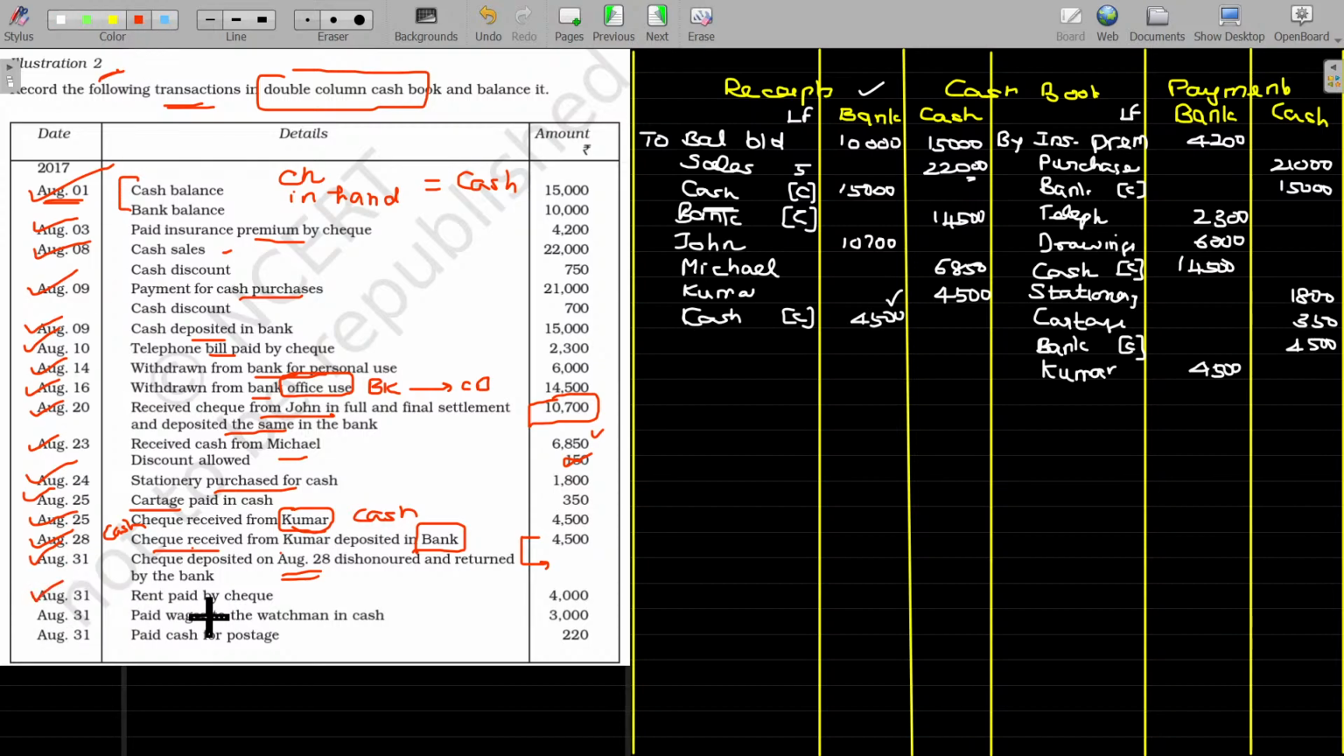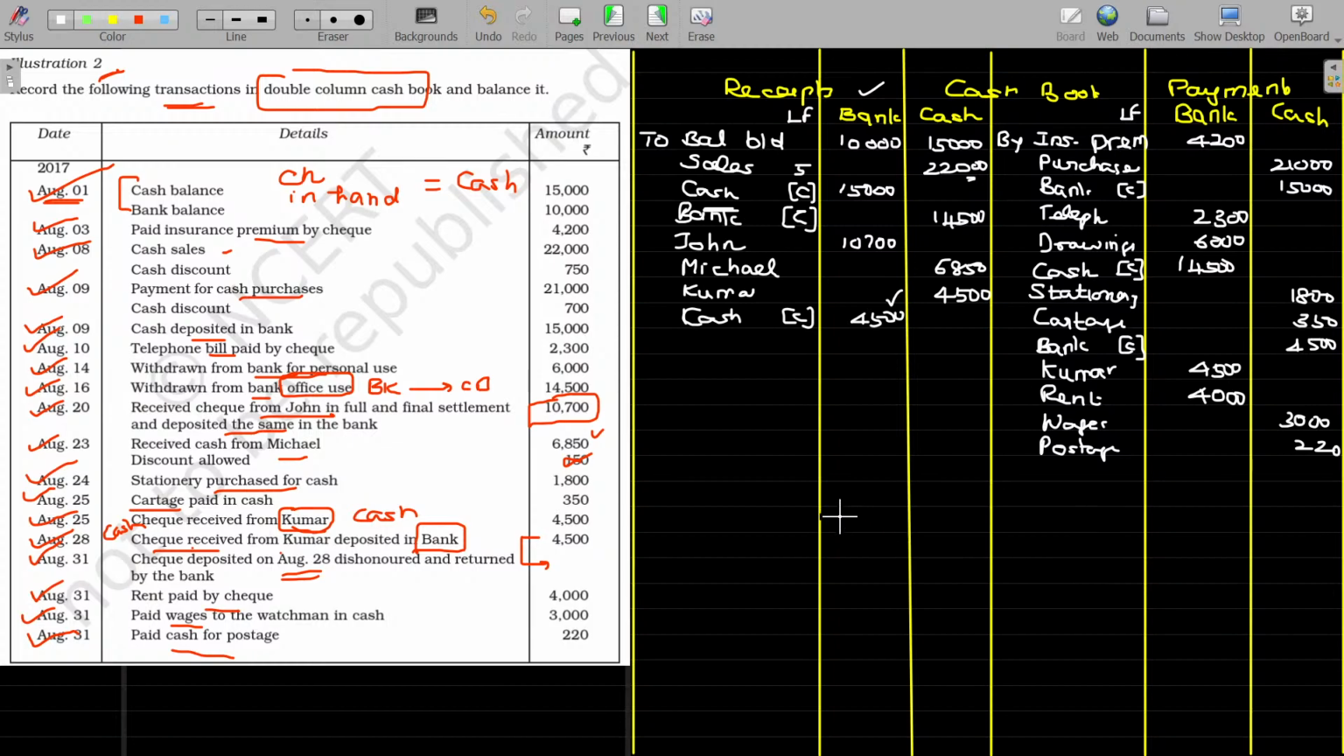And on August 31st, rent paid by check. In the payment side, rent, and since it is paid by check, put the value in the bank column, 4,000 rupees. And on 31st, paid wages to watchmen in cash, and paid cash for postage. Two payments, I am going to post both. One is the wages payment to the watchman, another one is the postage payment. Both are in cash. So in the cash column, 3,000 and 220 will be posted.